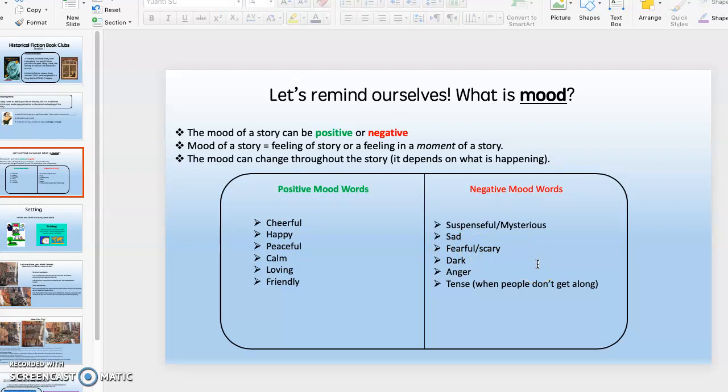You can pause here whenever you need to refer to these words. These are not the only examples of mood words. There are tons and tons of others. These are just a few examples. If you need help with thinking of other ones, you can always Google mood words to get more. It's important to know that a mood can change throughout a story. For example, it might start off dark and scary or tense when a lot of the characters are arguing, but it might end cheerful and happy. Or it can stay the same type of mood throughout the story. It really depends on the plot.